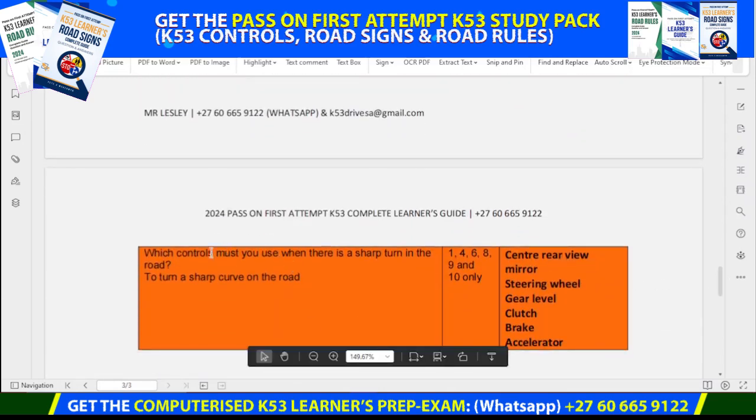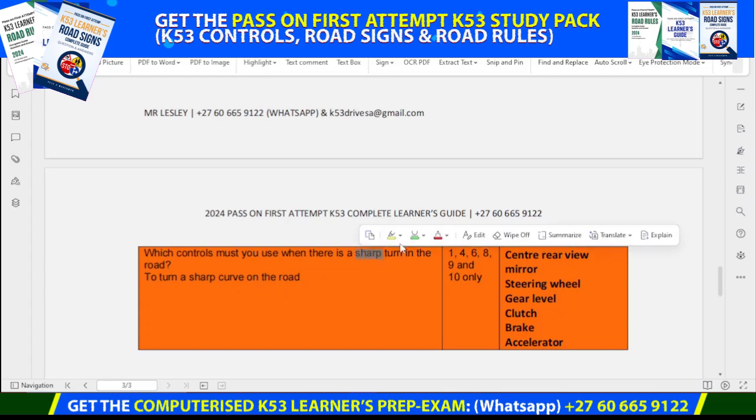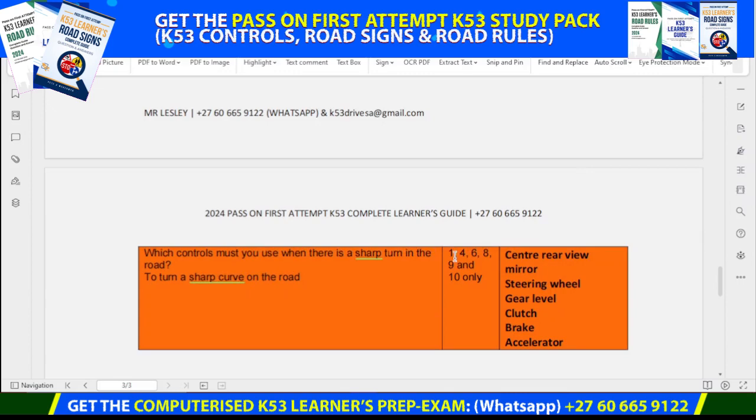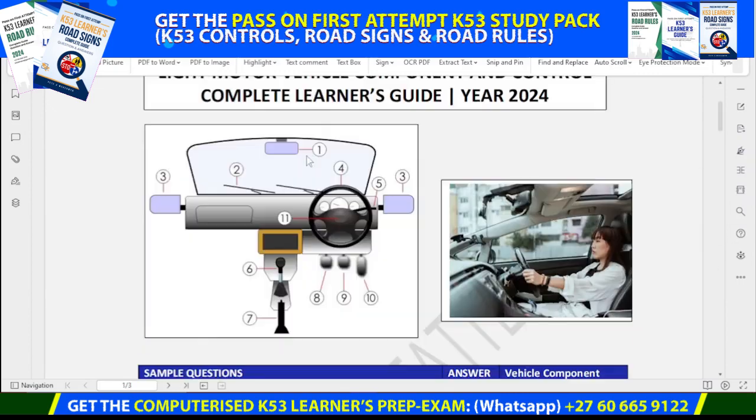Now if the question says which controls must you use when there is a sharp turn in the road, here we're talking about a sharp turn. Or if the question says to turn a sharp curve in the road, you use. So here there's a sharp turn or a sharp curve. Each time you see a question like that, you use 1, 4, 6, 8, 9, 10.